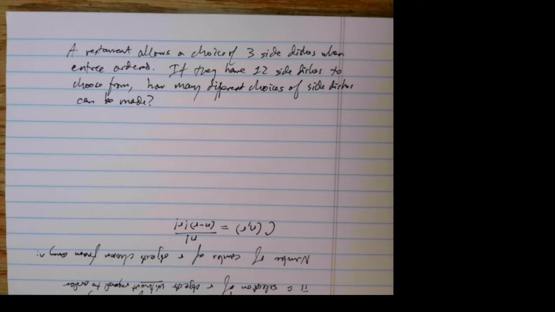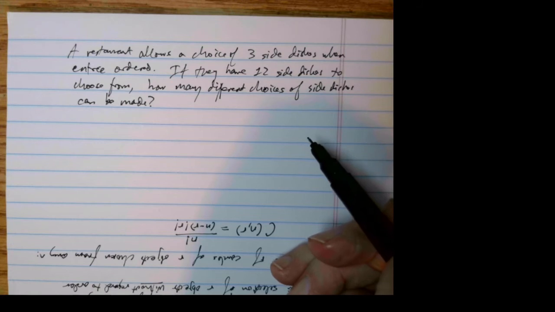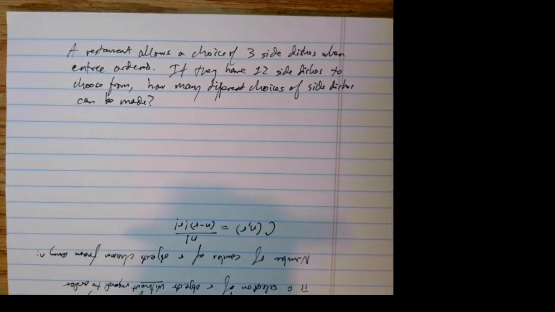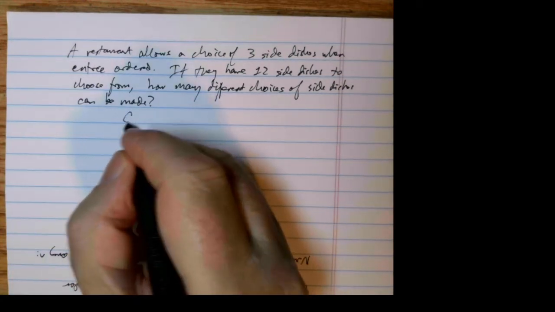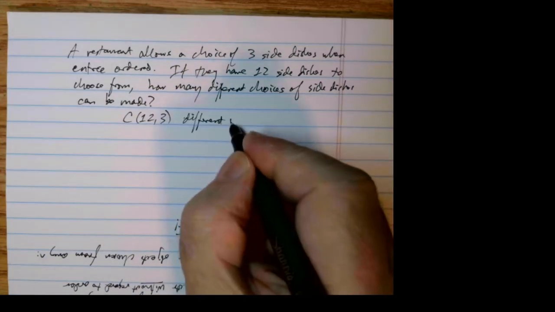And after you choose, you're not going to be ordering them. In fact, if the waitress brings you your entree and 3 side dishes, you can move those side dishes around into any order you like. Right? There's no way order matters here. And so this is going to be a choice of 3 items from among 12 where order doesn't matter. Right? It's only what items are chosen, not the order. And in this case, then, there are going to be C of 12, 3 different choices.